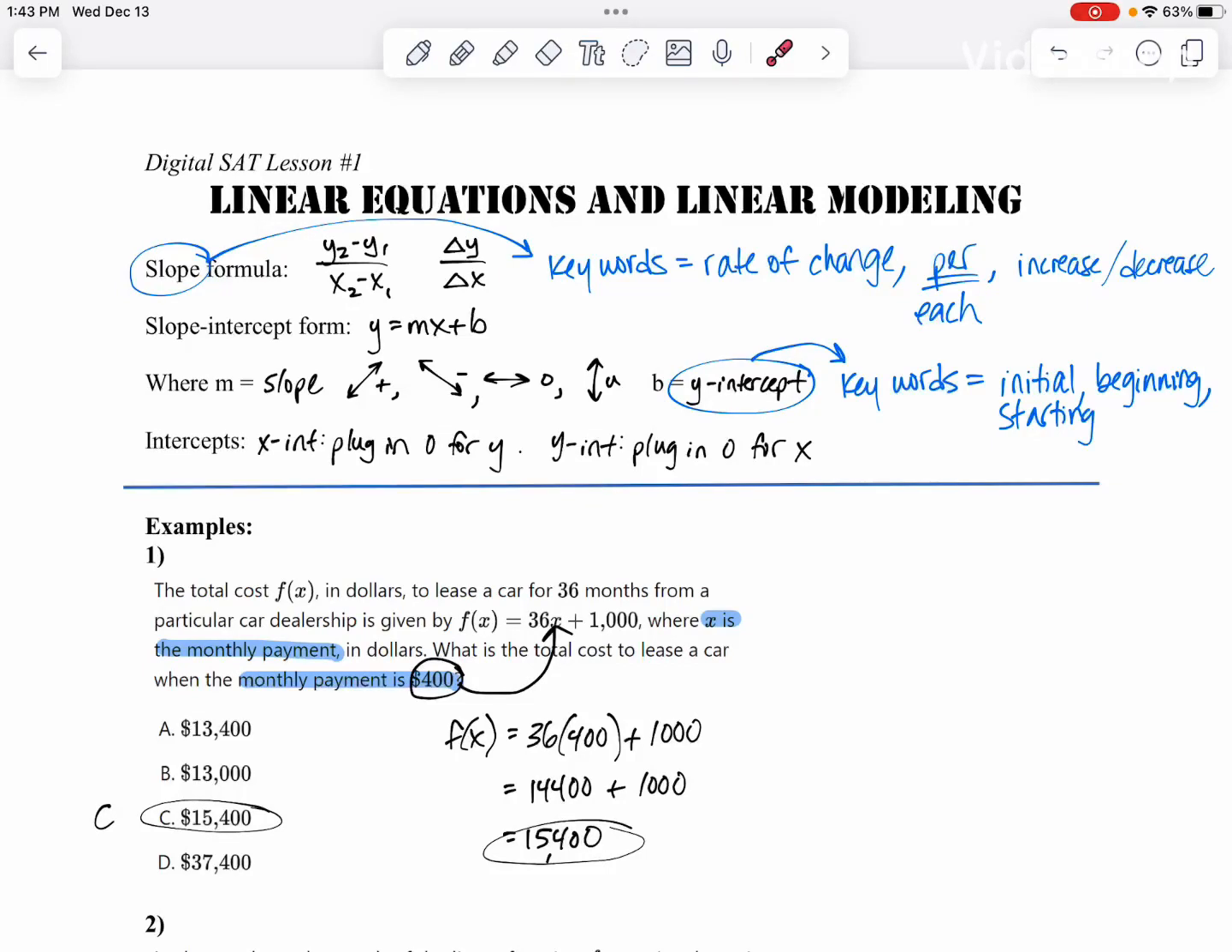We have our very first SAT lesson today. I have everything filled out already. I'm just going to talk through each example to kind of save some time.